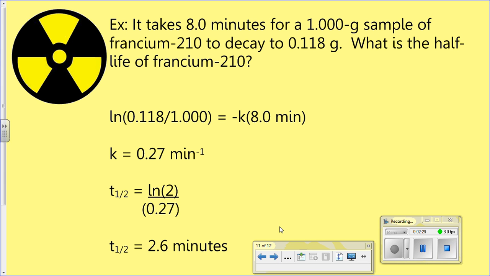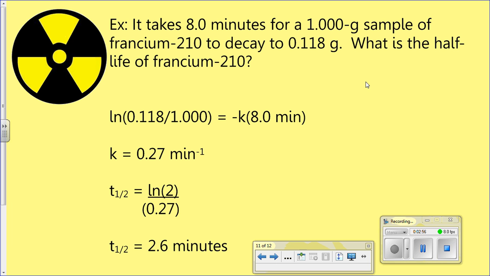A couple of examples here. It takes 8 minutes for a 1 gram sample of francium-210 to decay to 0.118 grams. So it's going from 1 gram to 0.118. What's the half-life of francium? Well, in order to know the half-life, we need to know the k. And the time here and the amounts here are enough information for us to solve for k.